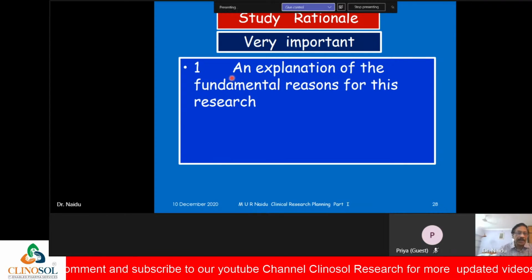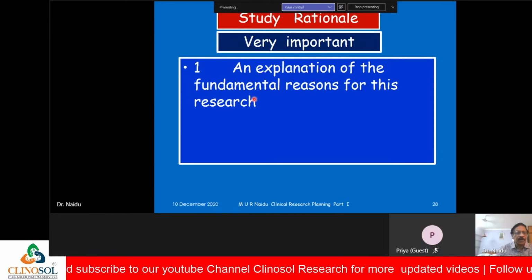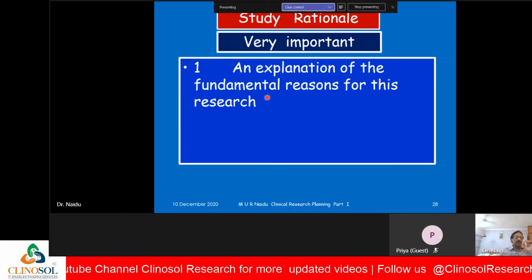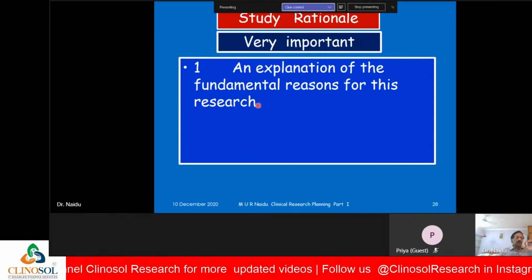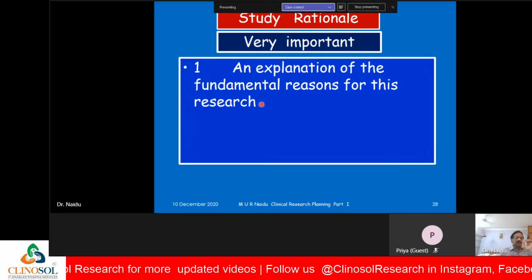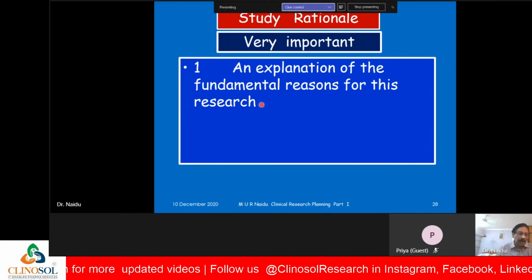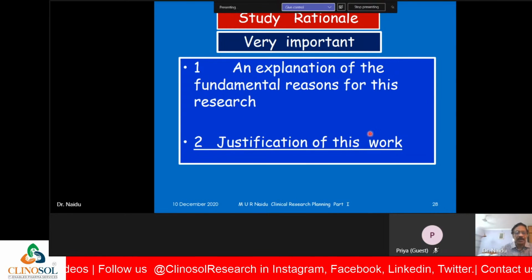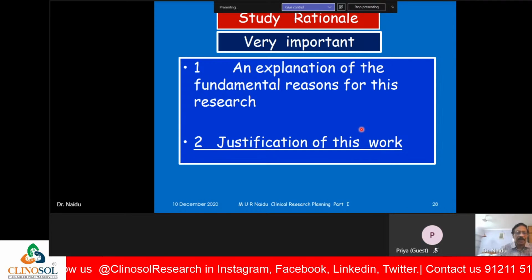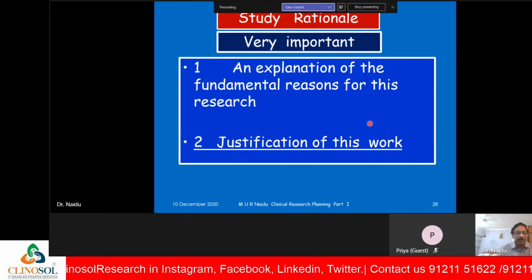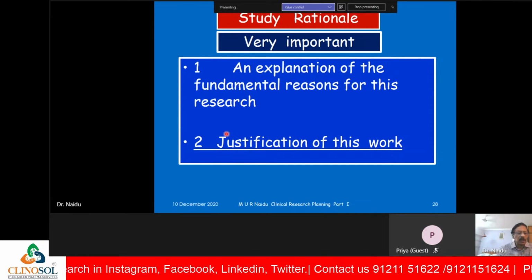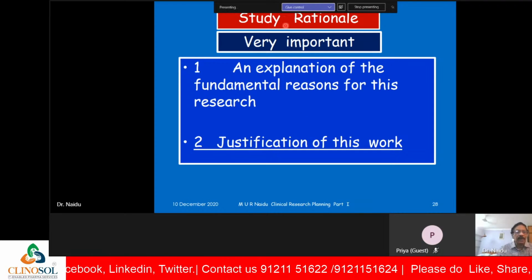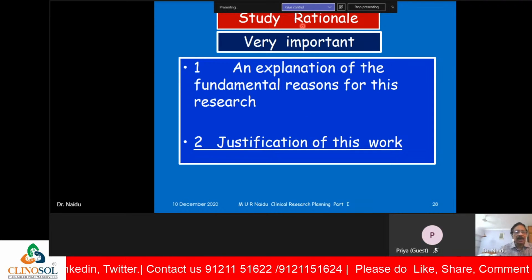First, the study rationale is an explanation of the fundamental reason for this research. You should be very clear that this is the fundamental reason due to which you are doing this research. This is most important for your rationale. Second, you have to very clearly justify this work by literature survey: that this particular thing has not been done, but if it is done, it will be useful. So the second thing is justification of the work. These two things are very, very important in considering the rationale of your study.